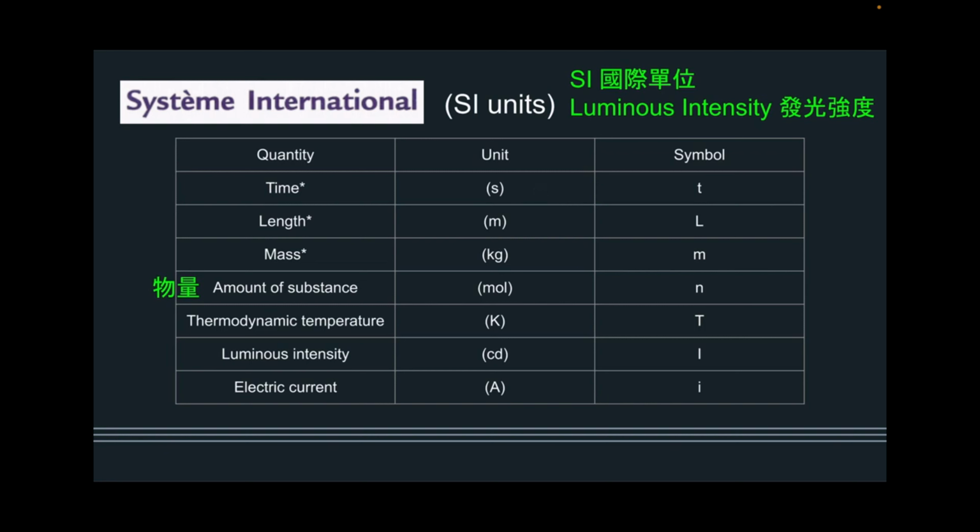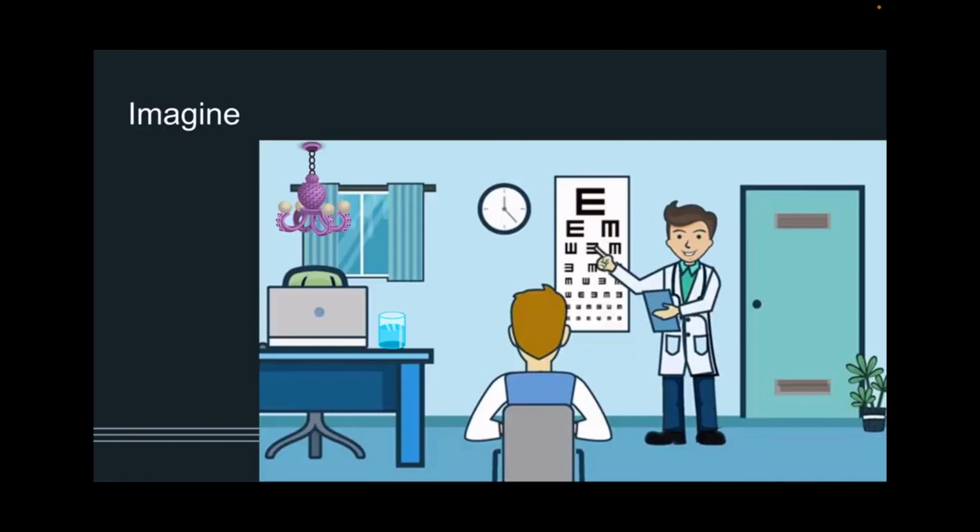Okay, and to make you remember those 7 units, let's see this picture. So let's say you are doing an eye exam. Please imagine there are 7 SI units in this room. I think some students will think it is hard and difficult, but please try your best.